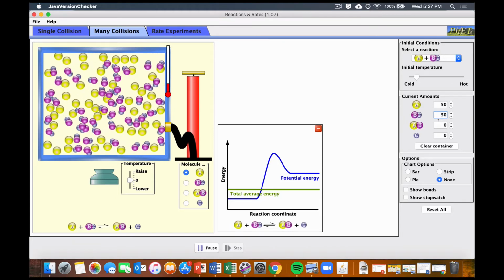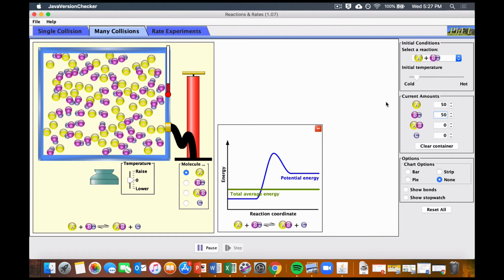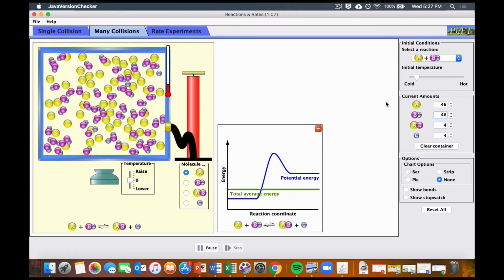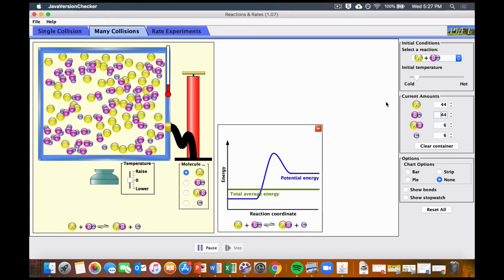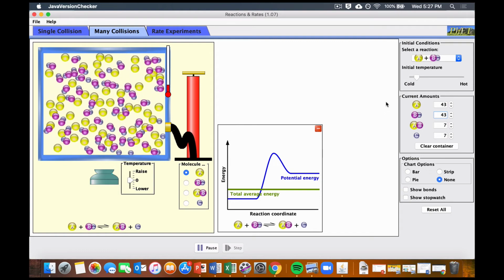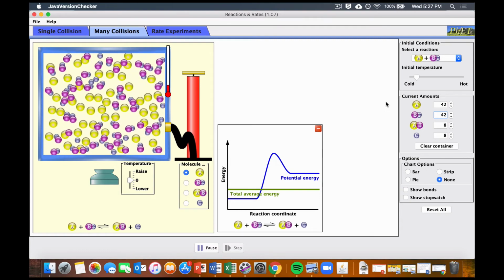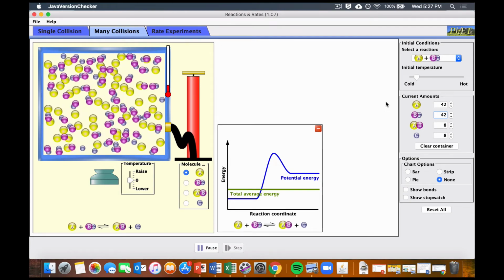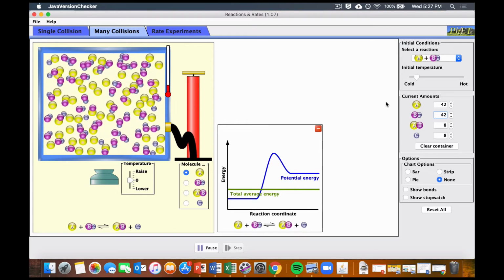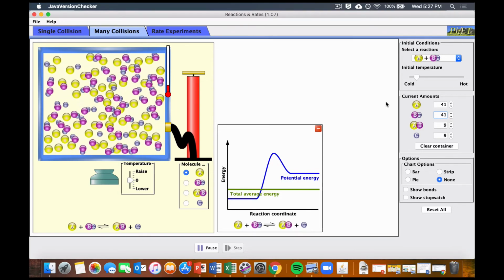So instead of just 10 of each reactant, I put in 50 of each, okay? They're still at really low energy. So the question is, do I have more reactions happening? And it looks like I do, right? About 1/10 of them was reacting before, and now I have almost 10 out of 50. So that is more than just the 1/10 that was happening.